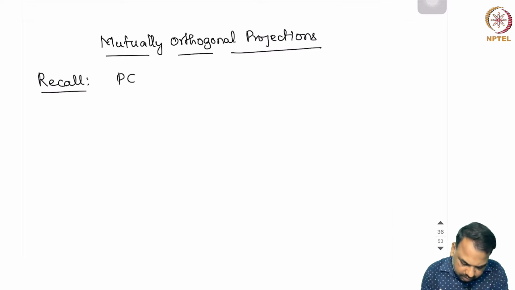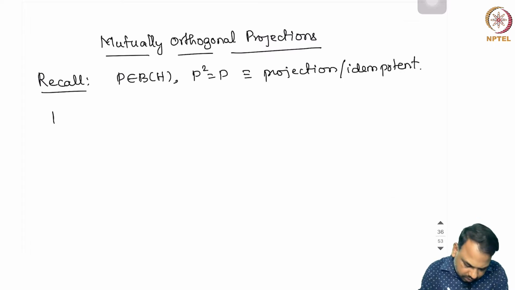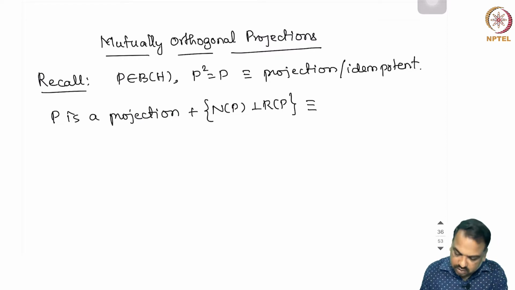If P is a bounded operator defined on H with P square equal to P, then we call P a projection or idempotent. If P is a projection plus this condition, null space of P is orthogonal to range of P, then with this condition we call the projection an orthogonal projection.